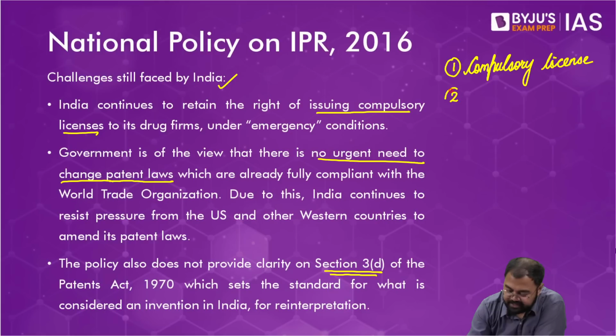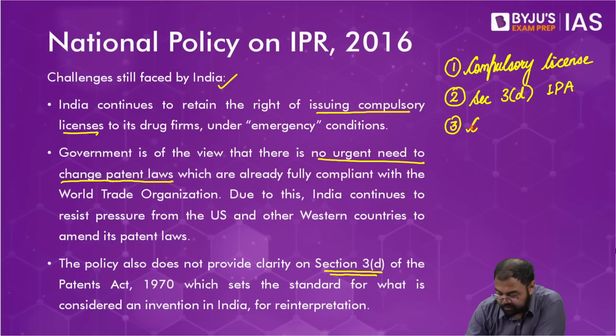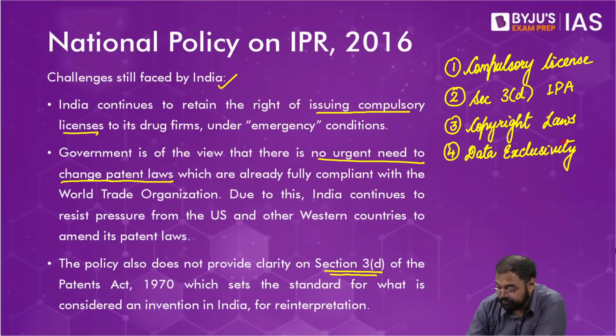The first issue is about compulsory license. Second is about section 3D of the Indian Patents Act. Then the issue about copyright laws. And then something about data exclusivity in India. So these are four major problems that we have with regards to IPRs in India. So first is about compulsory license.